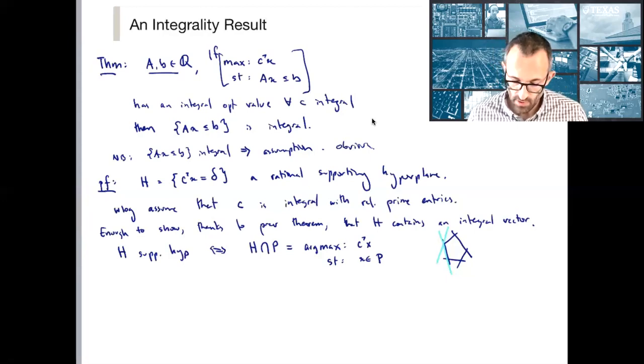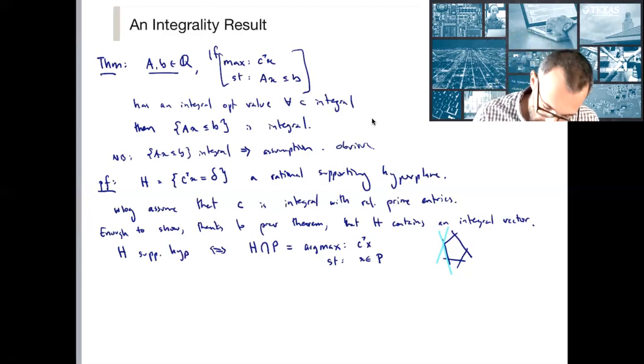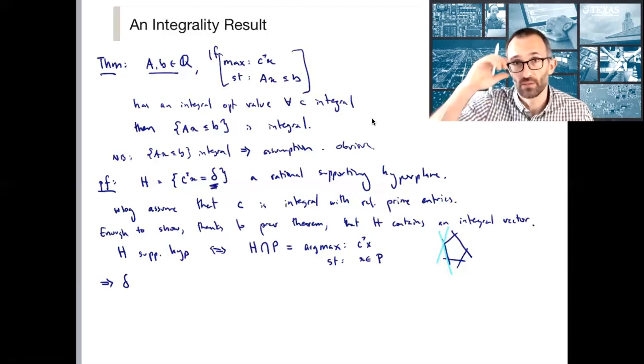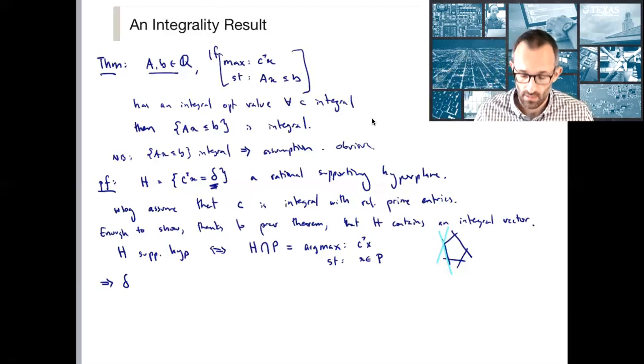Now we can use the assumption of the theorem. The assumption of the theorem says that max C transpose X, X in P, is integral. So therefore, what do we conclude? We conclude that delta has to be integral. But we didn't start with that assumption. We took any hyperplane that's supporting, and in fact we scaled it in our own way, in order to accomplish what we wanted.